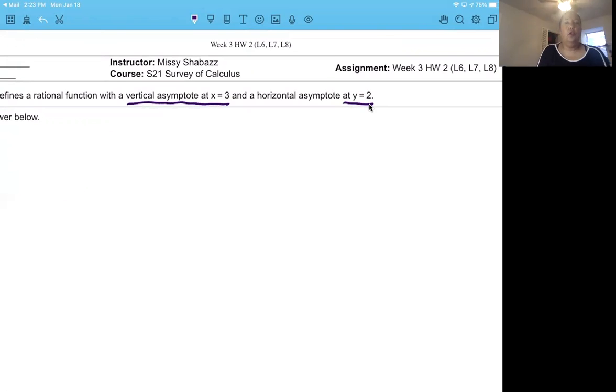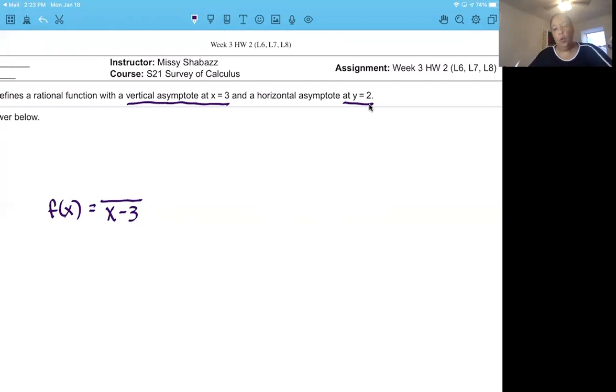A vertical asymptote is when I have something that is undefined in the denominator and it does not have the same factor in the numerator. So what I want in the denominator is an x minus 3. Let's try that again. All right, now I want a horizontal asymptote of y equals 2.